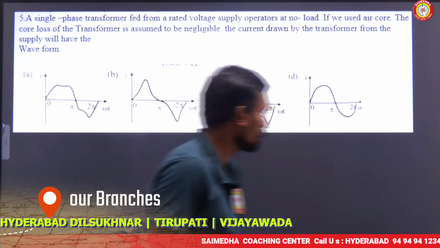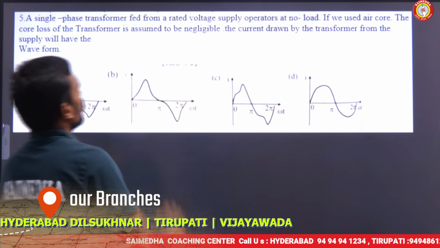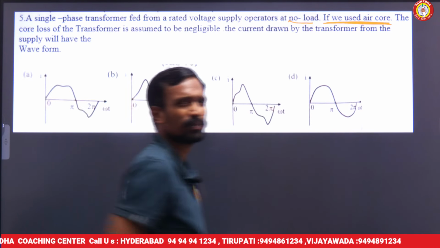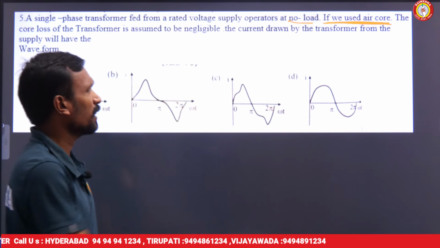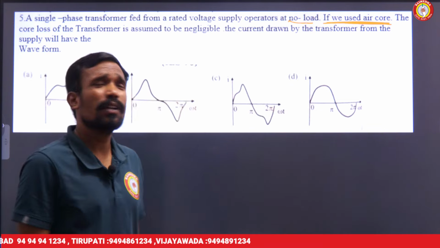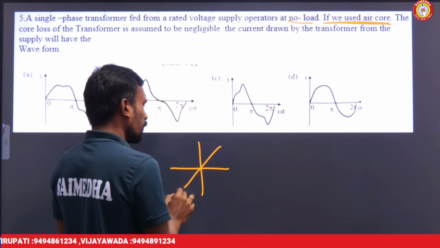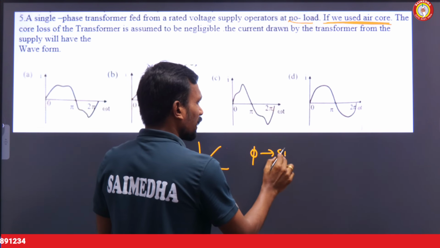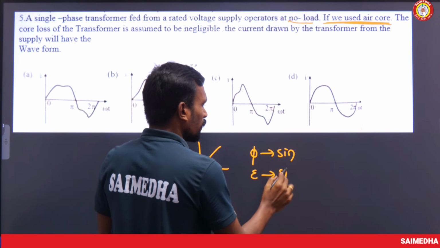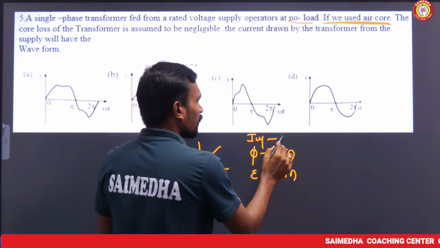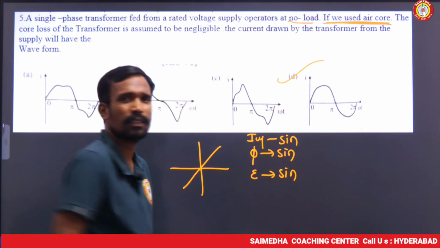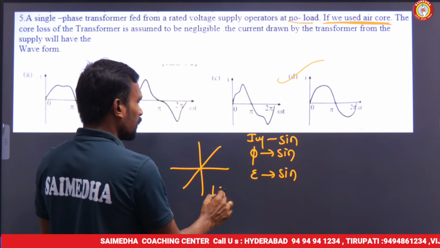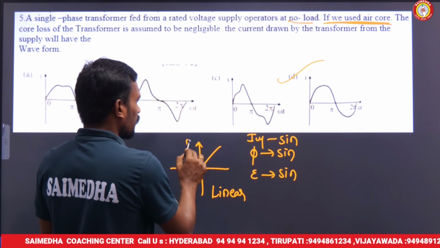Next question. A single phase transformer fed from a rated supply voltage at no load. If we used air core, that is the point, sir. Actually, I think in the question it is missed. That is air core. In air core the BH curve is linear. If the BH curve is linear and the flux is sinusoidal, our EMF is also sinusoidal. To get a sinusoidal flux, the I mu also should be sinusoidal. In air core there is no nonlinearity. This is a linear BH curve.